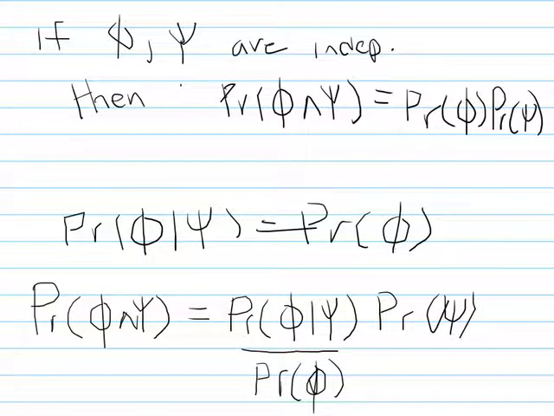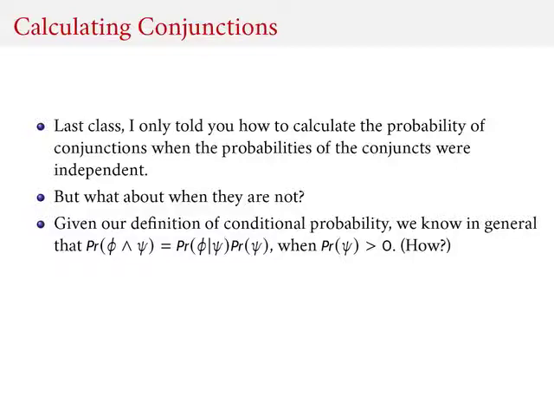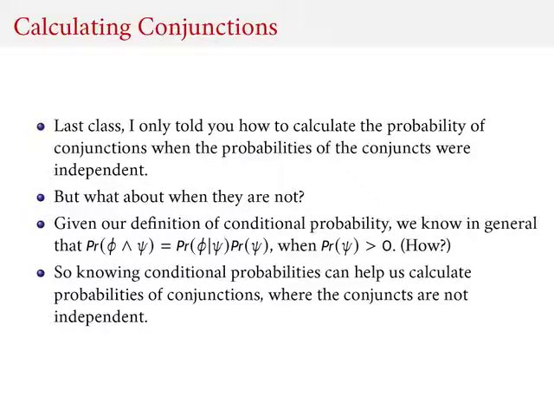So now let's return to the main thread. Now that we understand the definition of a conditional probability, we can see how to calculate the probability of conjunctions even when the conjuncts are not independent. And in recognizing this, we're going to be able to give a better, more rigorous calculation of the example with Laplace's urns from the very beginning.